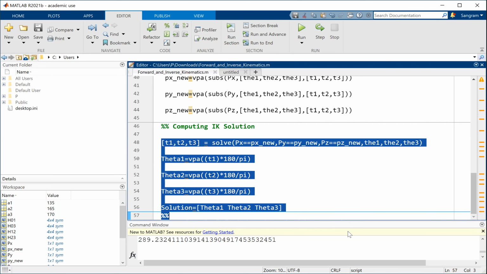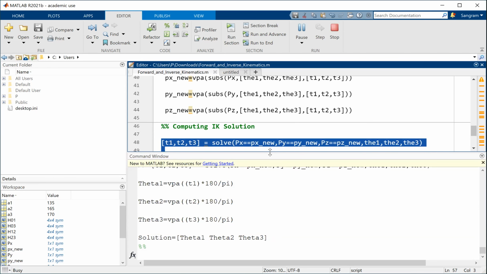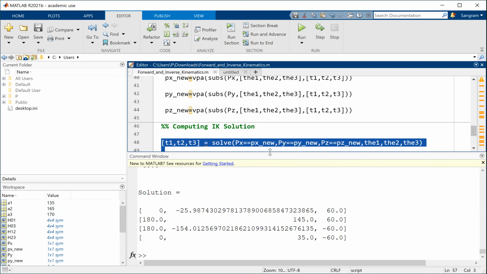Basically, grab this, run, and boom. Can you see MATLAB is thinking? It is applying all the possible numerical solutions, transformations. Oh, and finally, it gave you the solution. Ta-da! And it gave you 4 solutions, not just one.